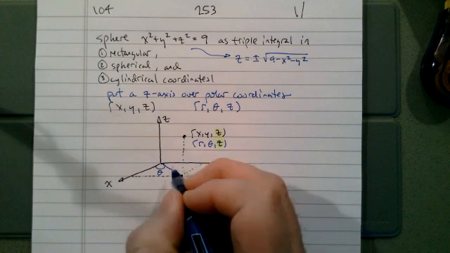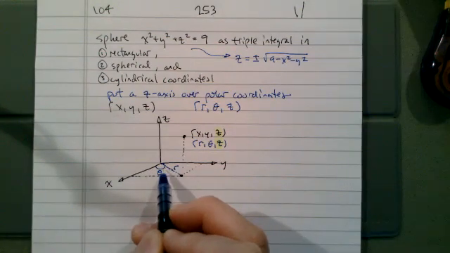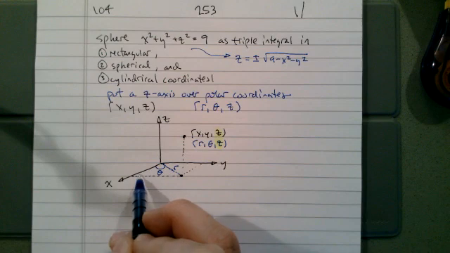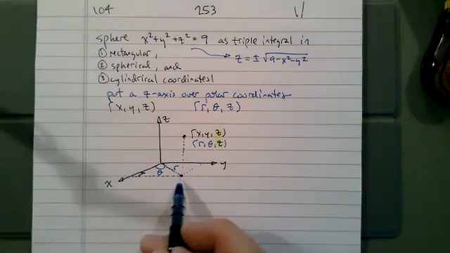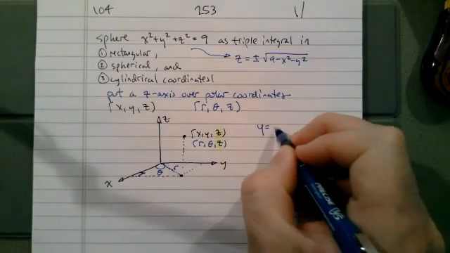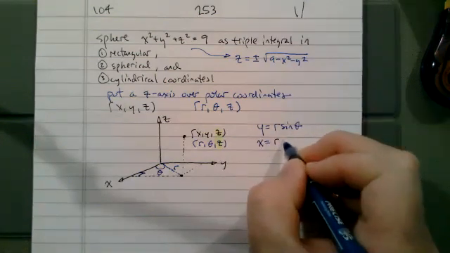So the relationship between x and y and r and theta is that y is going to be r sine theta. Oops, I forgot to label the r. So if we make a little right triangle here with theta as the angle, and our right angle will be here, then the y is r sine theta, and x will be r cosine theta.